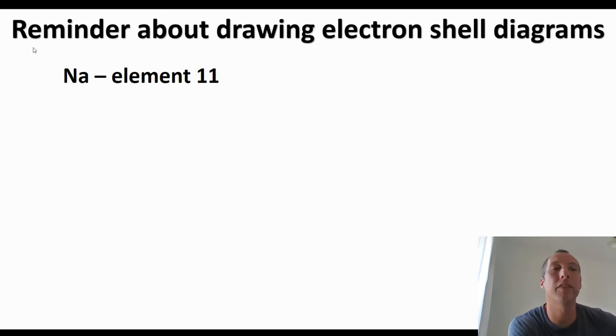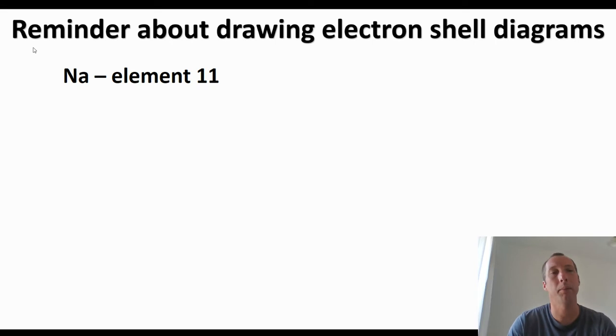So let's take, for example, sodium. You could look up sodium on the periodic table and find that this is element number 11. The fact it's element number 11 tells me it has 11 protons and 11 electrons. We don't need to worry about the protons. They're all at the center of the nucleus, and we're not going to ever draw those when it comes to chemical reactions, but we are going to draw the electrons.